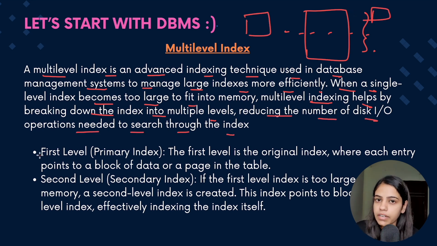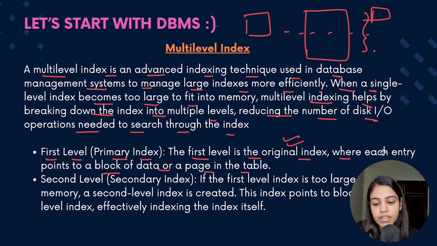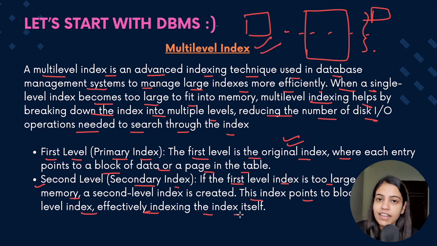What are the levels in multi-level indexing? The first one is the first level, that is the primary index. The first level consists of the original index where each entry points to a block of data or a page in the table. Now coming to the second level, that is the secondary index. If the first level index is too large to fit in the memory, a second level index is introduced or created. This index points to the blocks of the first level index, effectively indexing the index itself.